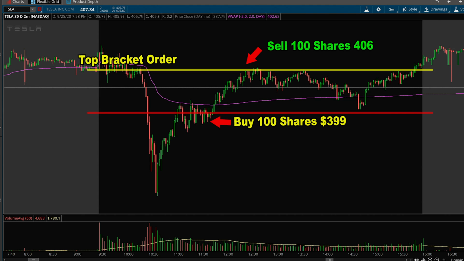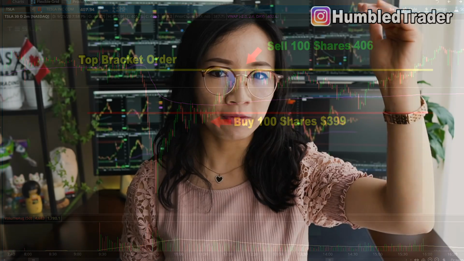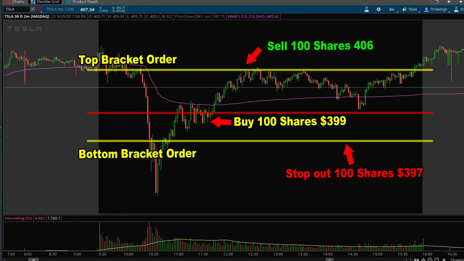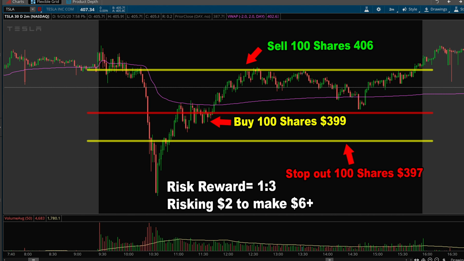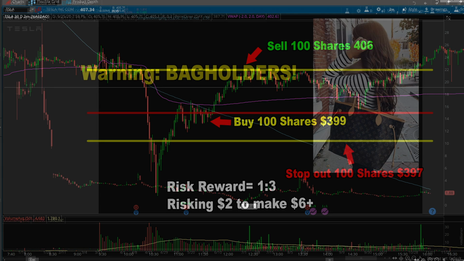So let's say our friend Mike Bagholder here wants to buy 100 shares of Tesla at $399. If he uses a bracket order, he can set the top piece of bread, which allows him to lock in profit at $406. But he also wants to make sure that he stops out of the position in case Tesla tanks out of nowhere, which is where the bottom piece of the sandwich bread comes in, the stop loss order, which he can set to trigger if the price reaches $397. So by using a bracket sandwich order, Mike Bagholder can be sure he's risking 1 to potentially make 3 or more. And he doesn't get stuck holding the bag anymore.